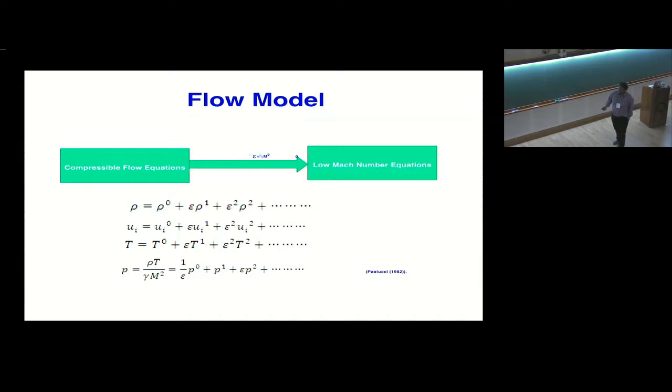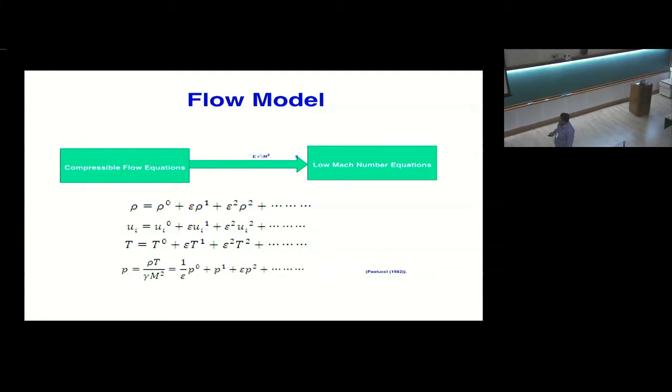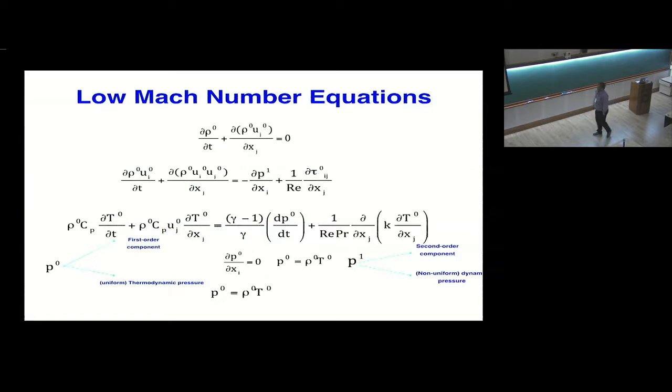So what we did was, first the model will be compressible flow. Then we expanded everything in terms of gamma M squared, and extracted the lower order terms and higher order terms, and got another set of equations which we call the low Mach number equations. This is illustrated by Paolucci. All the 0th order terms are there, plus pressure is decomposed into a 0th order term and a first order term. This is the equation which comes out.